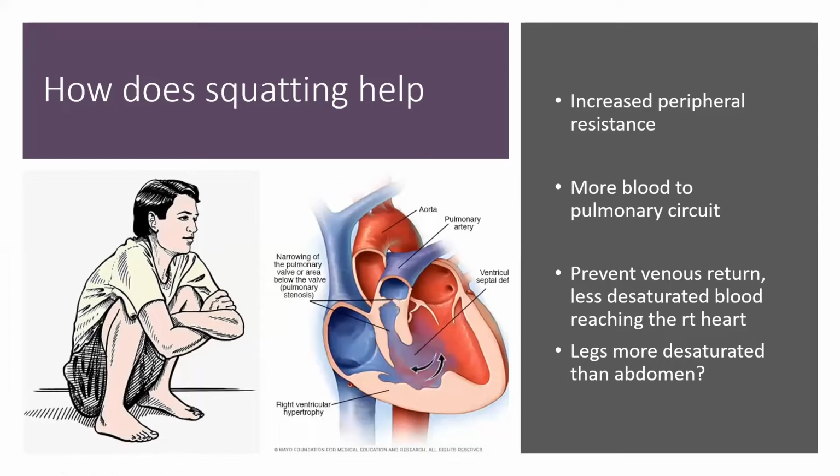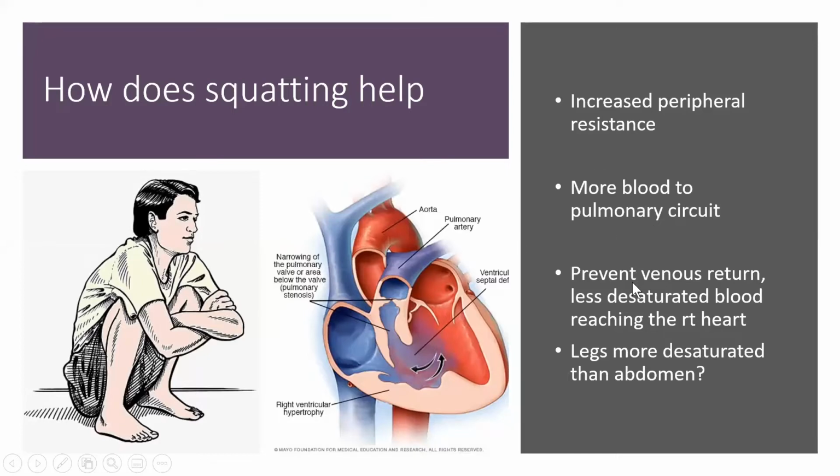Remember, the most important component of the TOF, tetralogy of Fallot, is the degree of pulmonary stenosis, right? So here, because you are squatting and the peripheral arterial resistance increases, less blood goes into the aorta, more blood goes into the pulmonary circulation, and the patient gets less cyanosed, less breathless. So increased peripheral resistance means more blood into the pulmonary circulation.